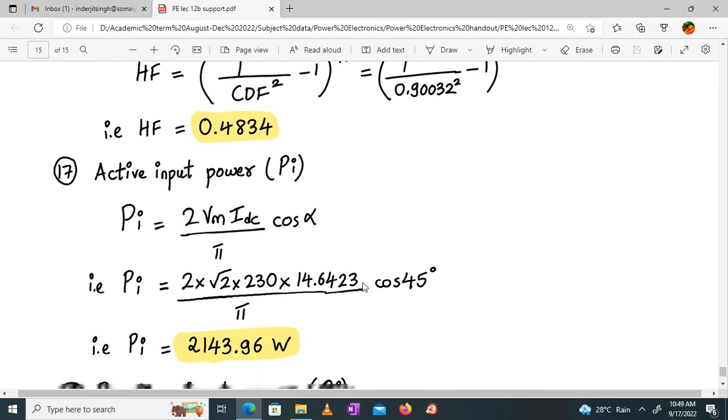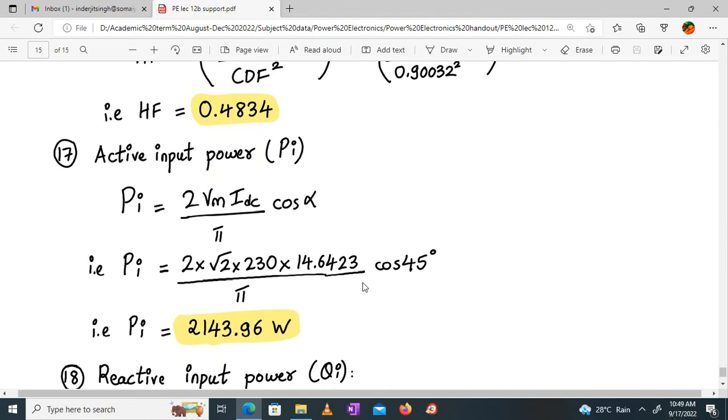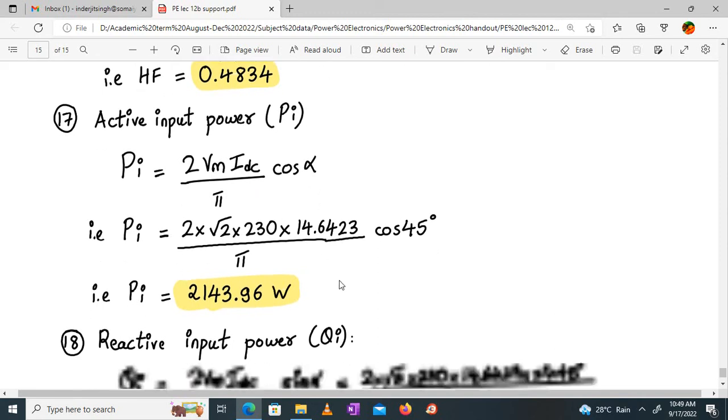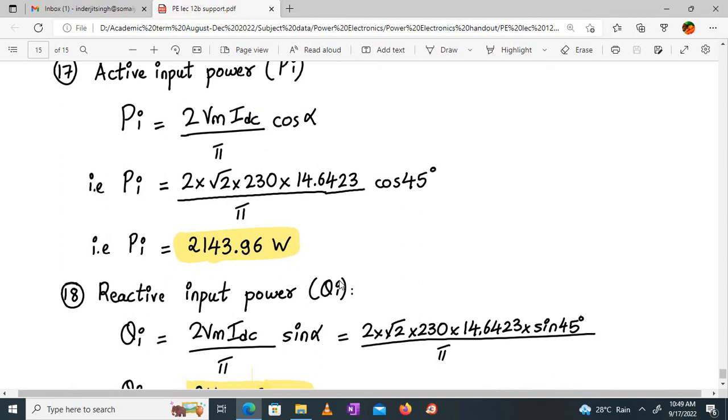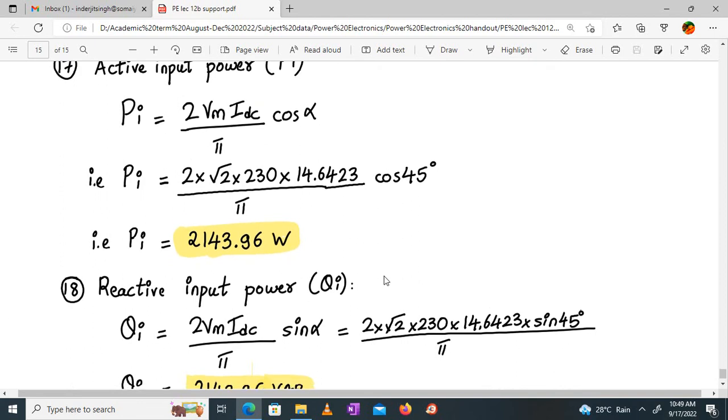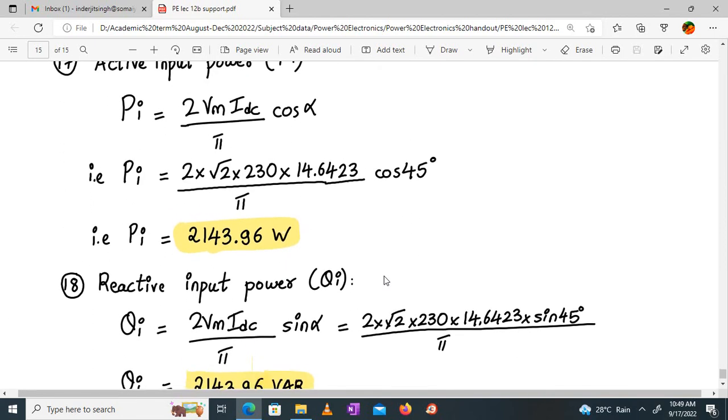Now, next we find out the active input power PI, which is given by the formula 2Vm IDC cos alpha divided by pi. Vm value is root 2 times V in RMS, which is 230. IDC value is 14.64. Alpha is 45 degree. So if you put it in the calculator, it will give you the result as 2143.96 watts.